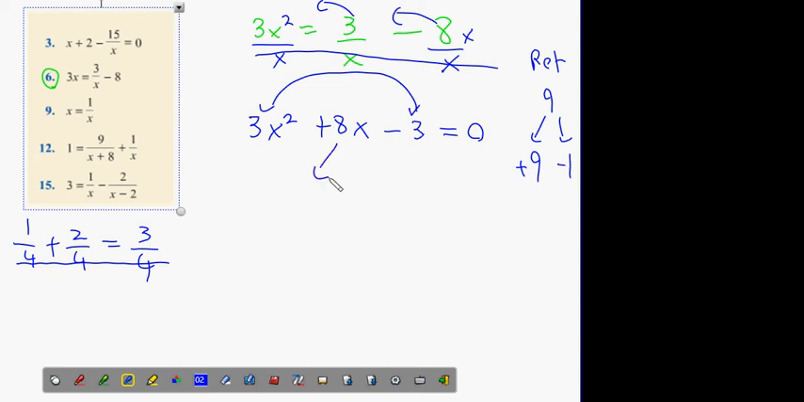Now remember, we split this in half. So we do 3x squared plus 9x, minus 1x minus 3 equals 0.